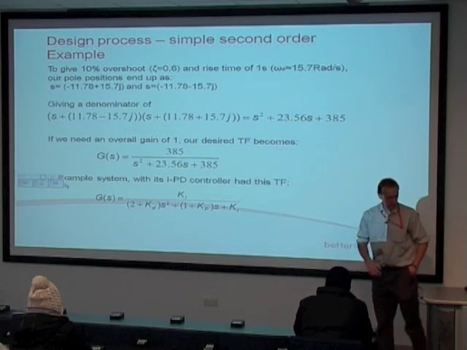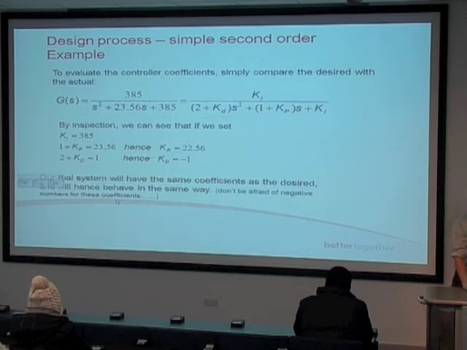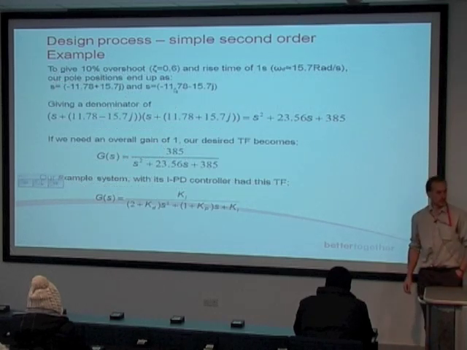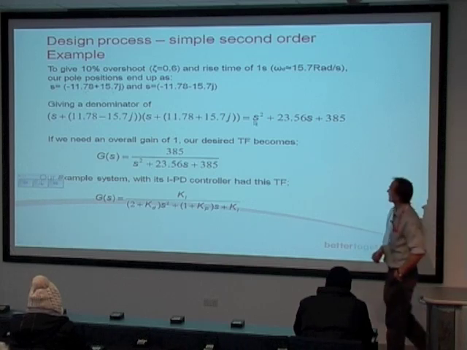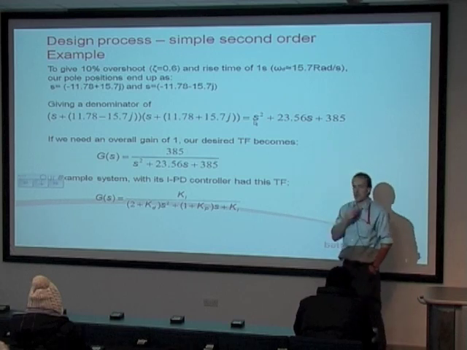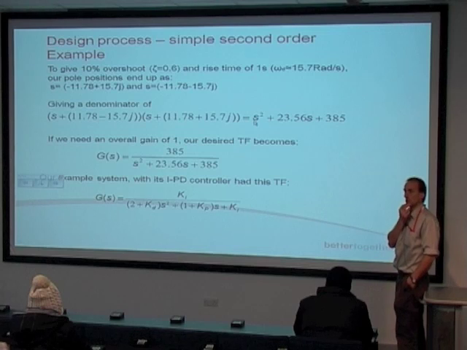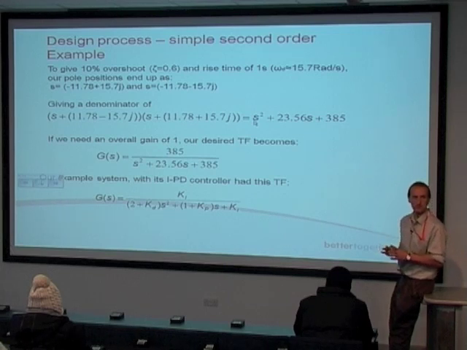And that gives me these pole positions up here. I got that one, whoops, sorry. That one and that one. And that gives us a denominator, s plus the pole and s plus the other pole. When we multiply that out, we get our quadratic in s. Okay, and that's going to be the denominator of my desired transfer function. That's what I want it to be.